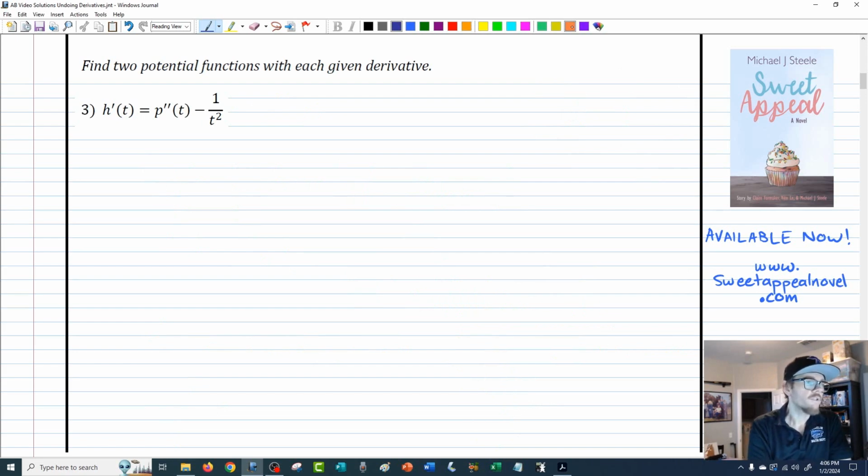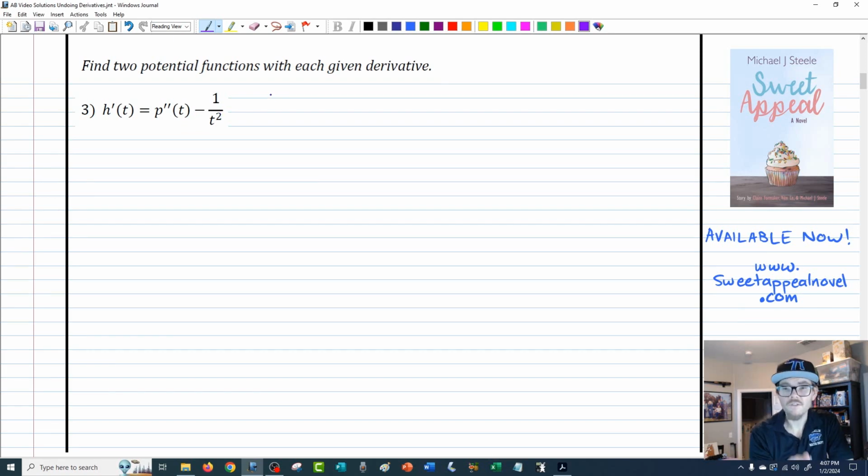The second problem we're going to address, I always get really excited when I say the first part. The second problem we're going to look at is, again, we're looking for two potential functions with that given derivative. I'll be a little bit more fancy on this one, choose some different constants, maybe. But we have h prime of t is equal to p double prime of t minus 1 over t squared.